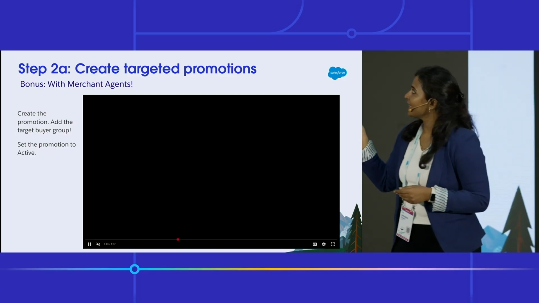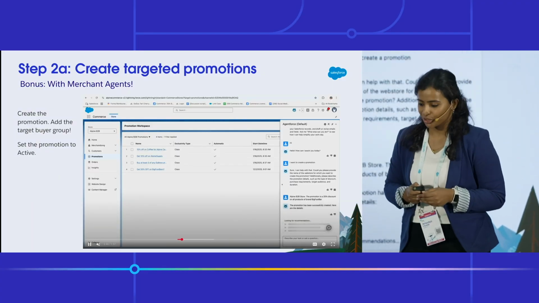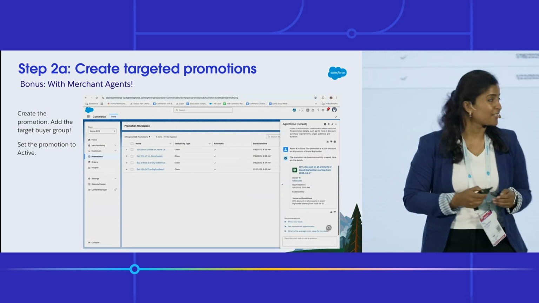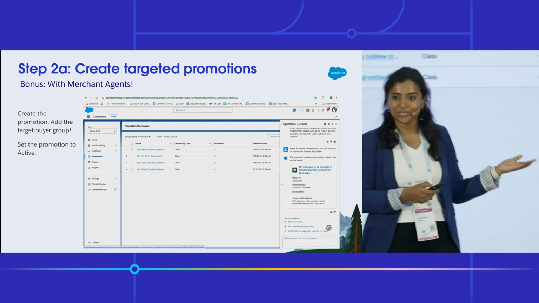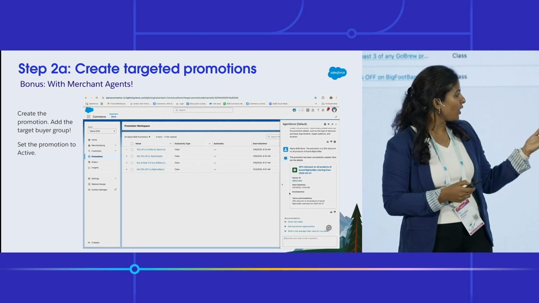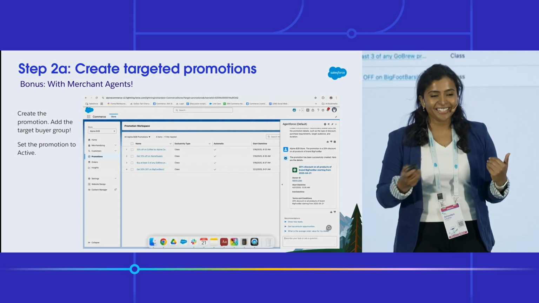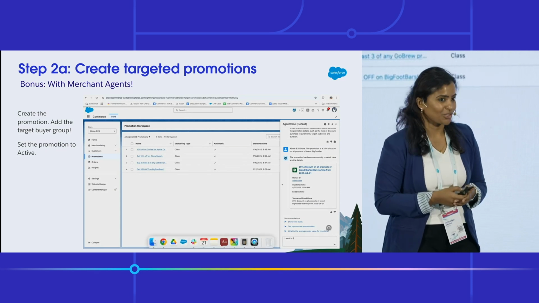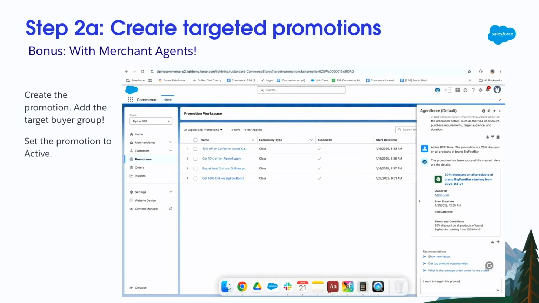So the first thing she does is create targeted promotions. And here's where it gets really interesting. She decides to use the merchant agent to do that. So she logs into commerce, opens merchant agent, and tells the agent, "Hi, I want to create a promotion." The agent asks her, "What kind of promotion do you want to create?" And she says, "A 20% discount on Bigfoot bars." And ta-da, the merchant bot creates it for her.